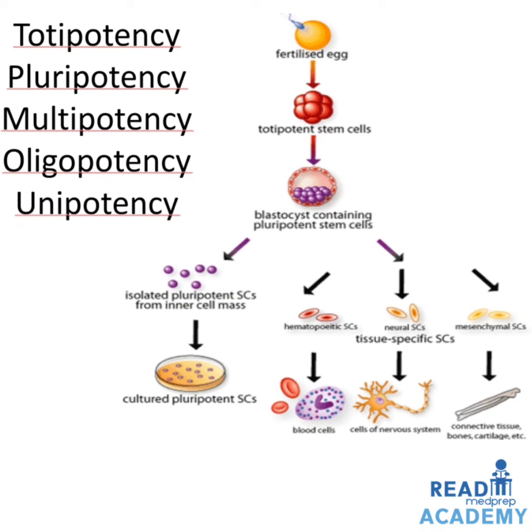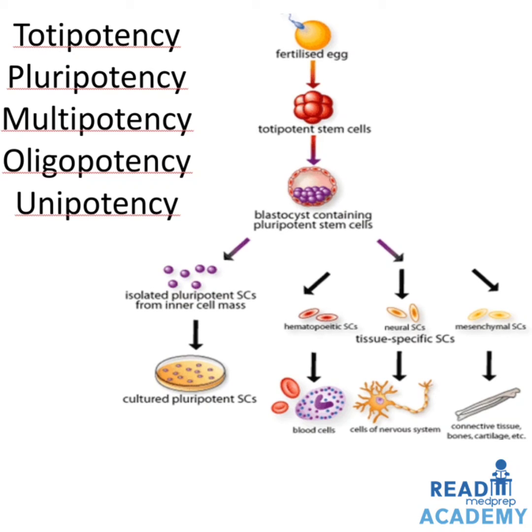A fertilized egg which develops into a morula has the totipotent stem cells, and this gets transformed into a blastula and a blastocyst. The blastocyst, which has the inner cell mass, has the pluripotent stem cells, which are isolated and cultured in vitro, which can produce pluripotent stem cells.